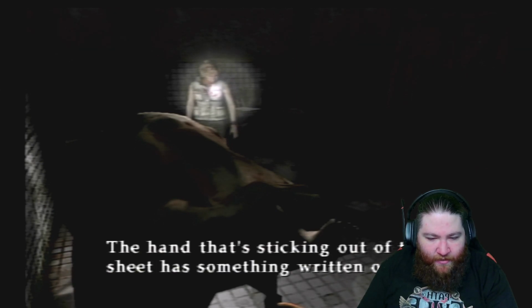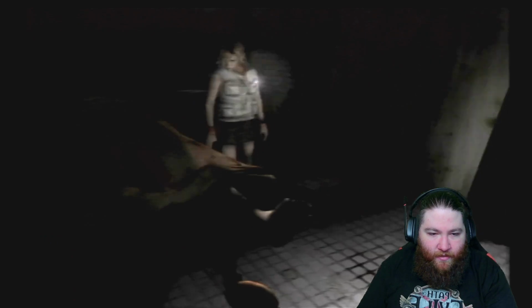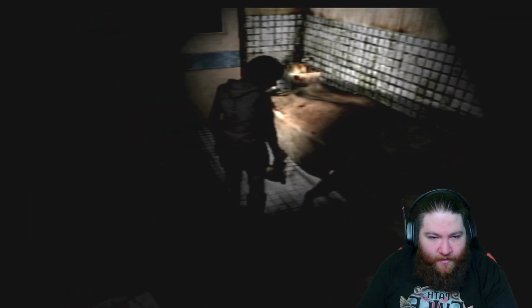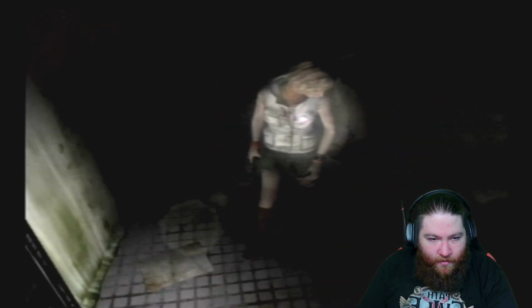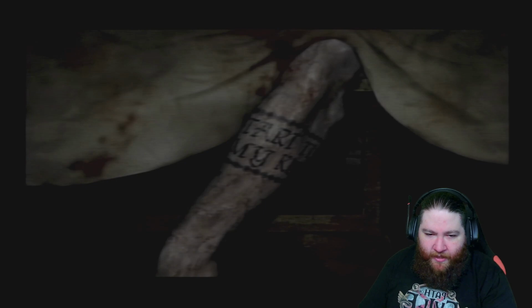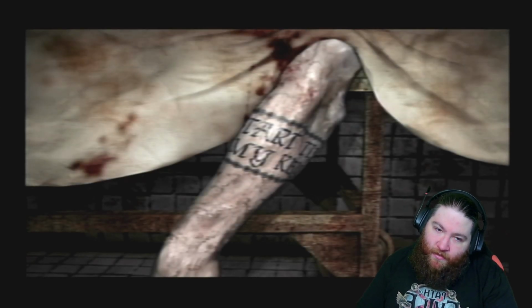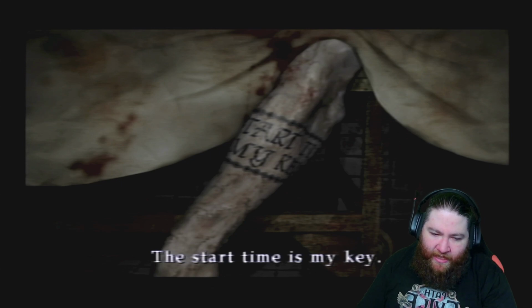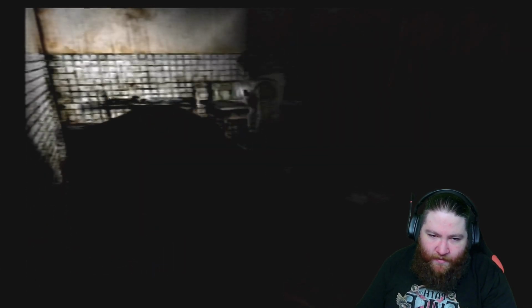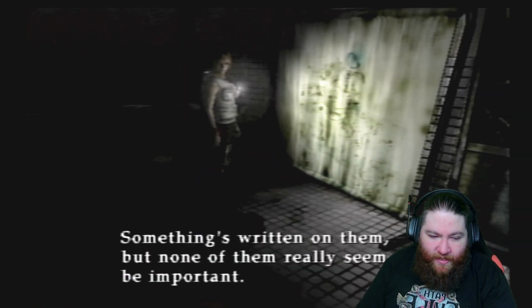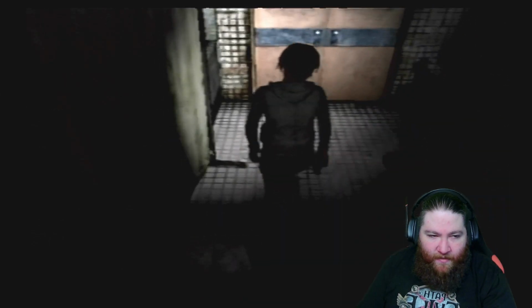Hand was sticking out of the sheet, has something written on it. How do we read it? There we go. There's a weird hitbox. Something my what? The start time is my key. Interesting. Start time is my key.